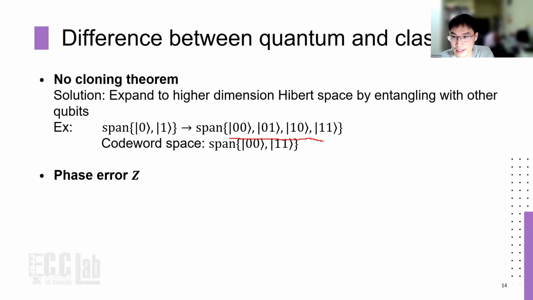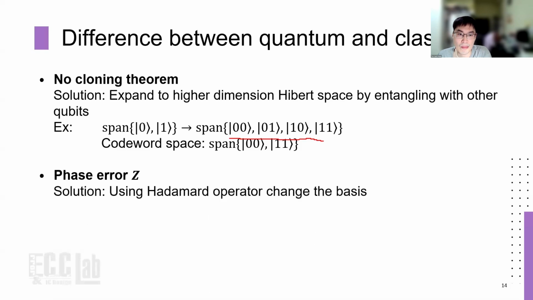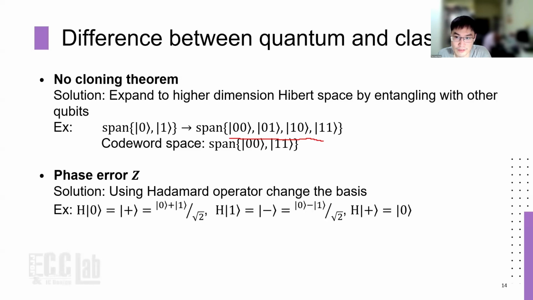And second, for quantum codes, there is phase error, which is different from the classical counterpart. So what can we do? We can use the Hadamard gate or operator to change the basis. So the phase flip is like a bit flip for a new basis.